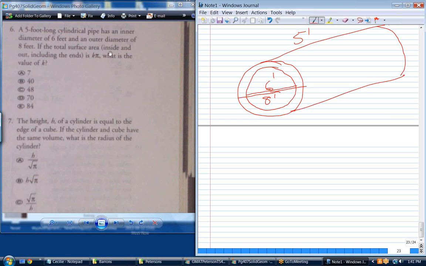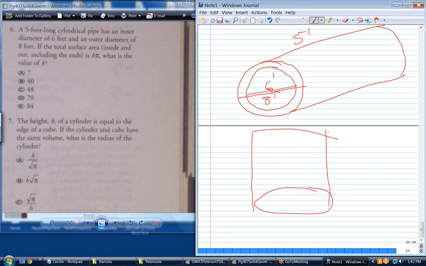Now, if the total surface area, inside and out, including the ends, is k pi. What is the value of k? This is a particularly difficult question, but doable. Let's talk about the following problem first. Wouldn't you have to get the volume of this thing first?